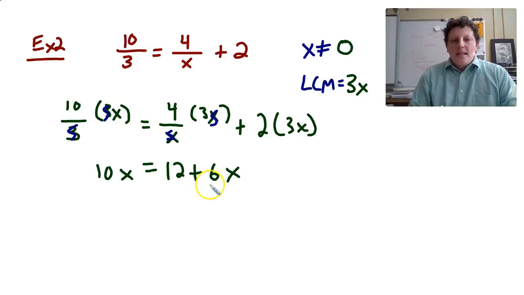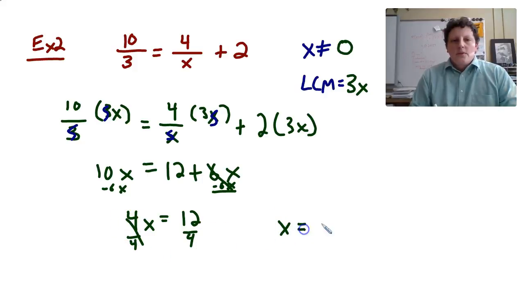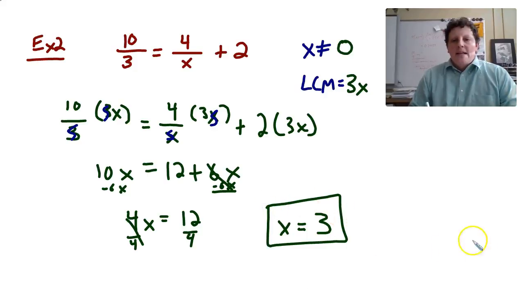So I'm going to subtract 6x on both sides. Subtract 6x here, cancels out, right? Subtract 6x over here, I've got 4x equals 12. Divide both sides by 4 to get x equals 3. And 4/3 plus 2 is 10/3. And also, I'm just going to check and make sure my excluded value, x can't be 0. Well, I got x equals 3. That's not 0, so I'm good to go. That is my answer.